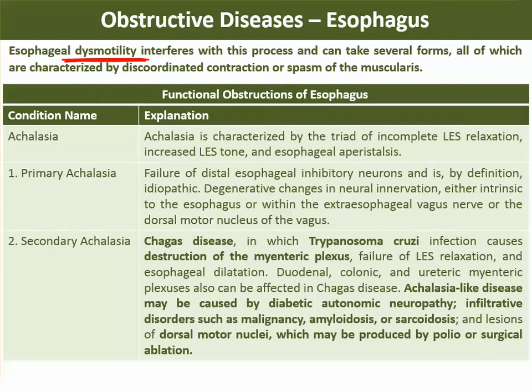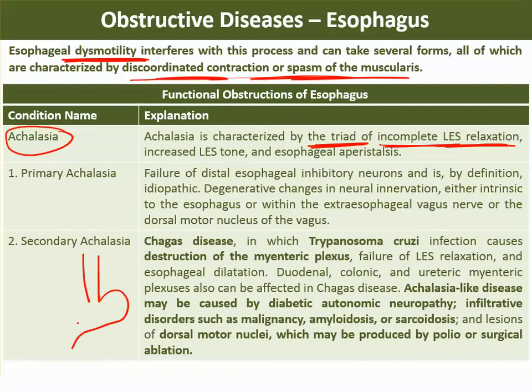It can be due to discoordination between the muscles, especially in the muscularis layer, which leads to spasm of the muscularis. We call this condition achalasia. It has three things. One is incomplete lower esophageal sphincter relaxation. See, this is the esophagus, then we have the stomach, and here they have a sphincter. This is called the lower esophageal sphincter.